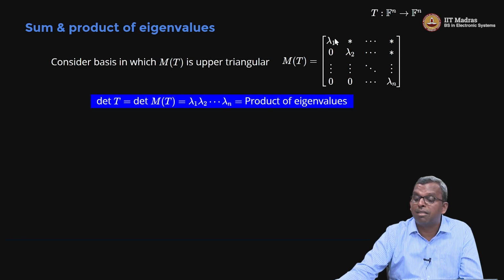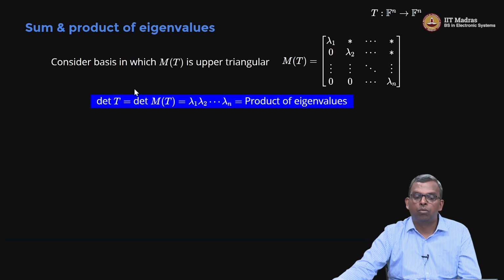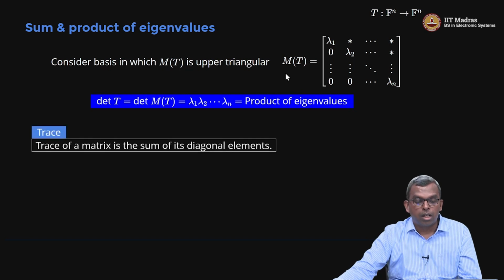So, the product of eigenvalues. What is on the diagonal? Eigenvalues. So, the product of eigenvalues is always the determinant of the operator. Wonderful result, isn't it? The determinant of the operator is the product of the eigenvalues. Nice result. Now, to go towards the sum, we need to define something called trace.